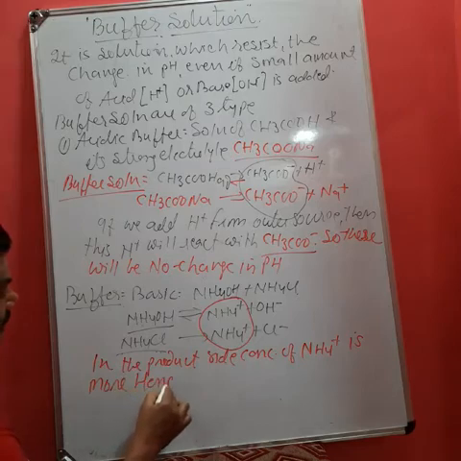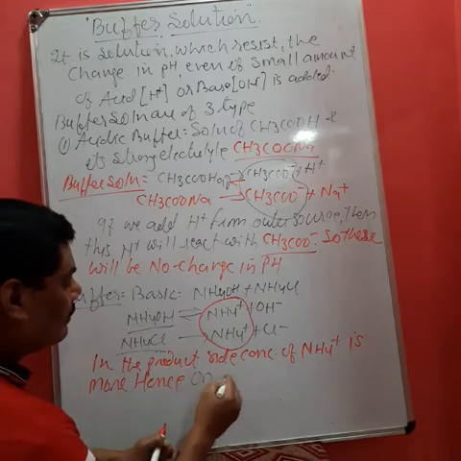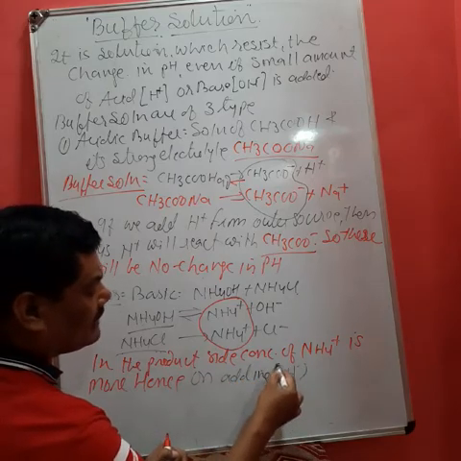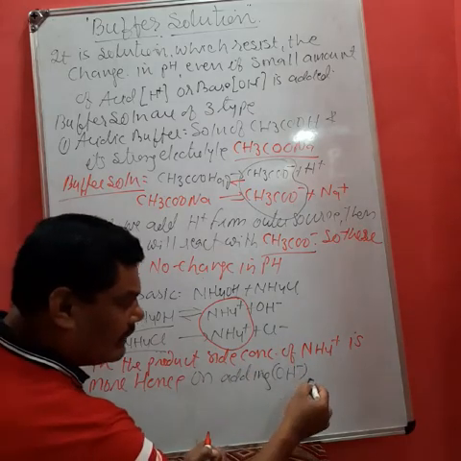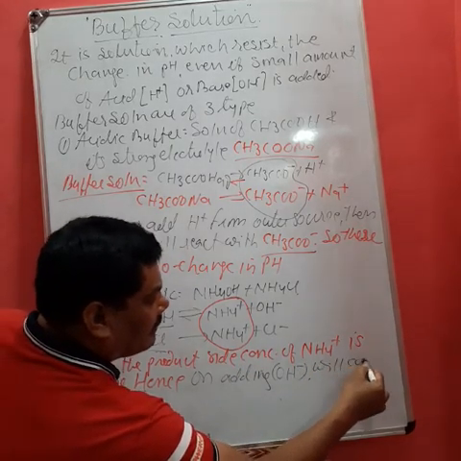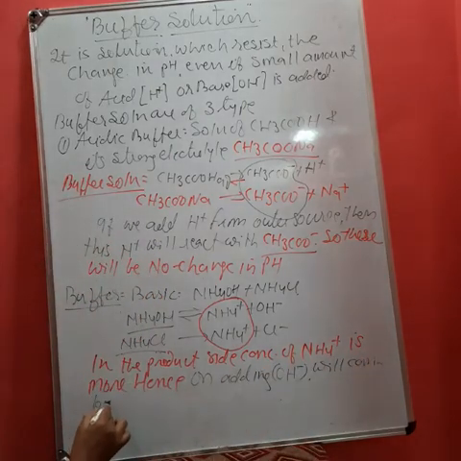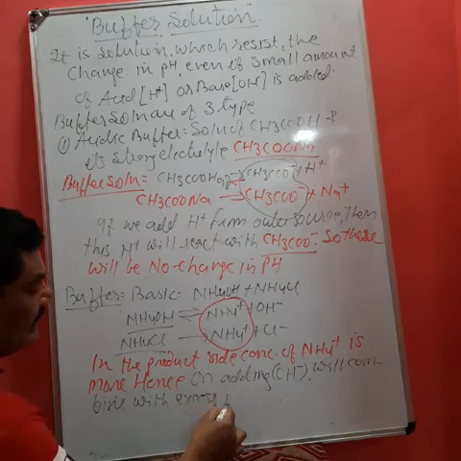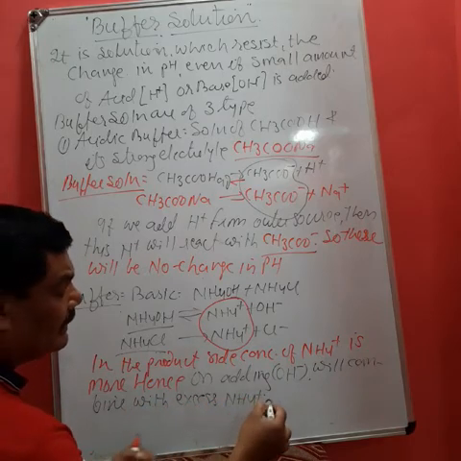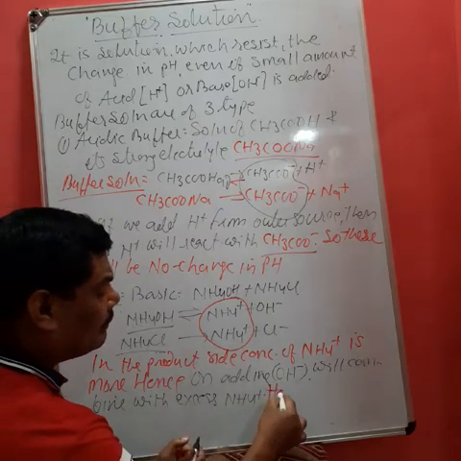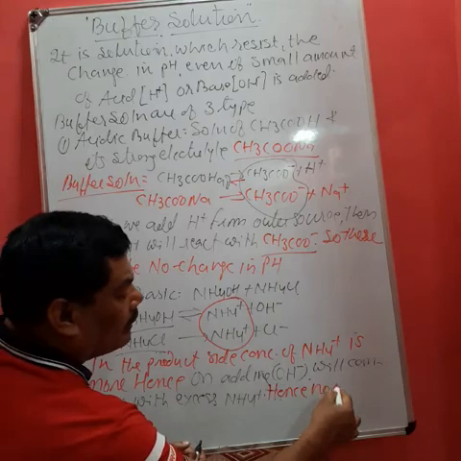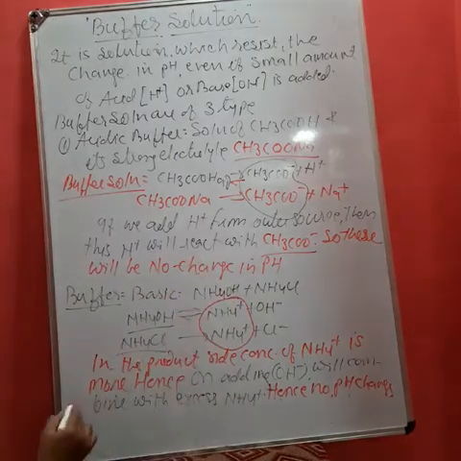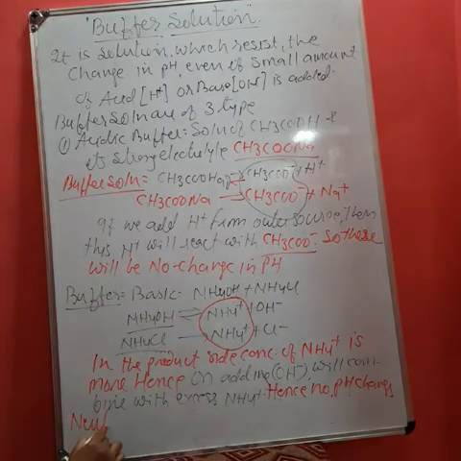Hence, on adding OH anion, that is base, it will combine with excess NH4 cation. Hence there will be no change in the pH.